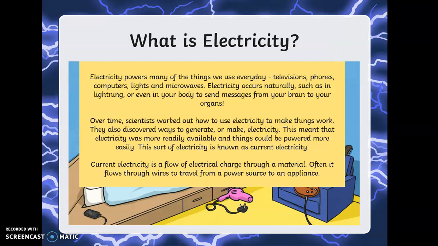Over time, scientists have worked out how to use electricity to make things work. They also discovered ways to generate or make electricity. And this meant that electricity was more readily available and things could be powered more easily. That type of electricity is known as current electricity. And current electricity is a flow of electrical charge through a material. Often it will flow through wires which take it from a power source to an appliance.